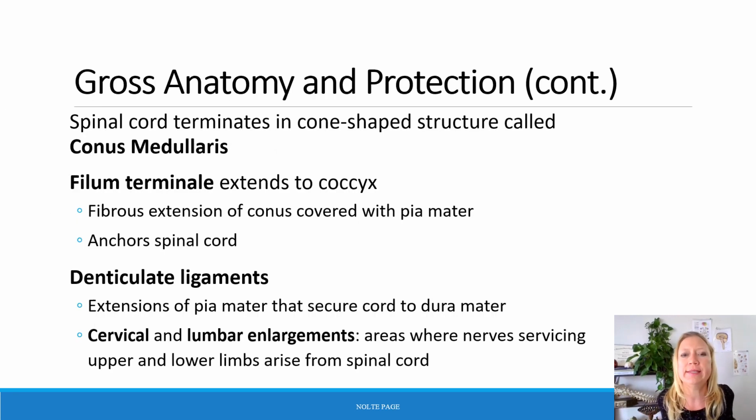Spinal cord terminates in the cone-shaped structure called the conus medullaris. That filum terminale extends to the coccyx. Okay, so it's that pia mater. It's anchoring the spinal cord down so it doesn't flip up like a window blind. We have denticulate ligaments, which are extensions of pia mater as well, and that's securing the cord to the sides. Then we saw the cervical and lumbar enlargements, and that was servicing the extremities.